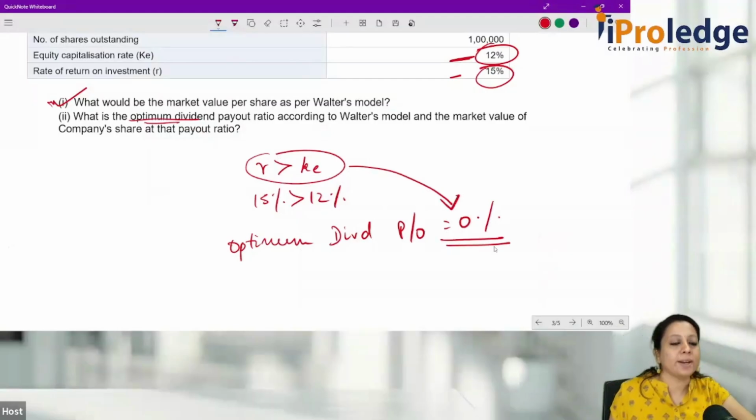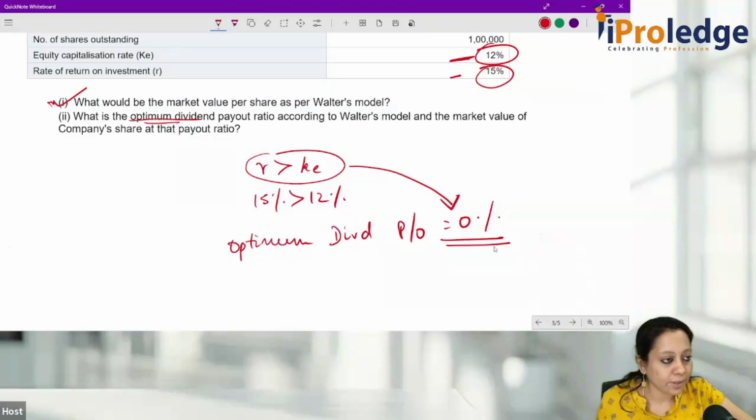So dividend payout ratio means out of the earnings, how much dividend I am paying. Okay, so this is what it is. I hope everyone is able to understand this. Now we will proceed.